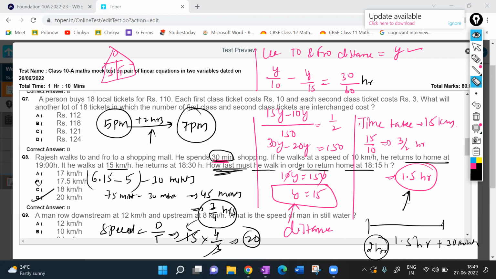Guys, very good question actually. First of all, how did you get 6:15 minus 5? Look at this. What we need to find out first is the required time for the to and fro journey, going and coming journey. Understood my point? Required time for the to and fro journey.